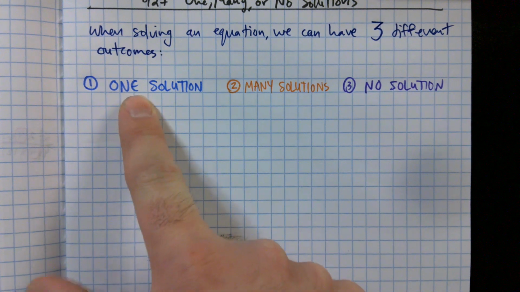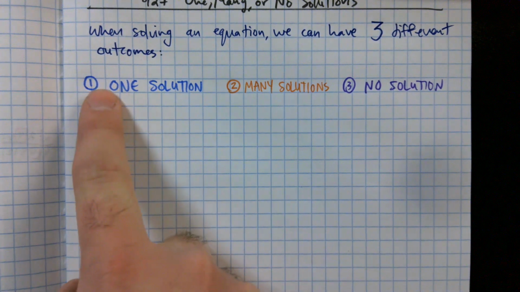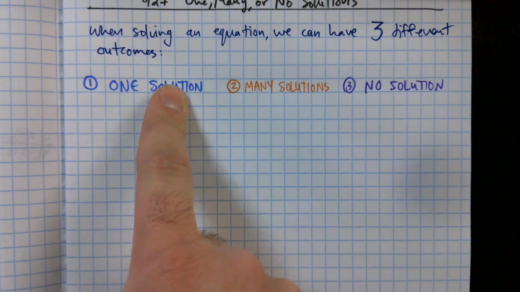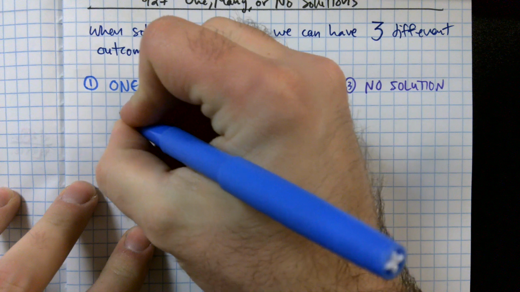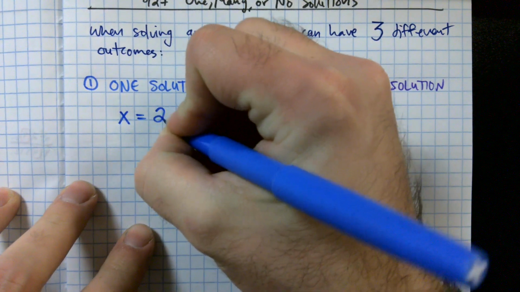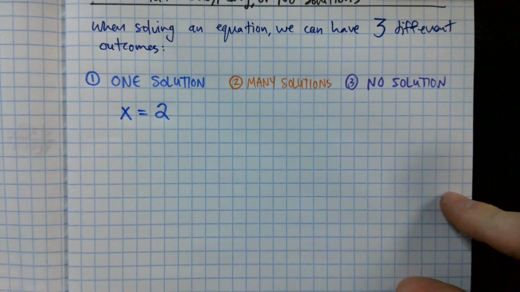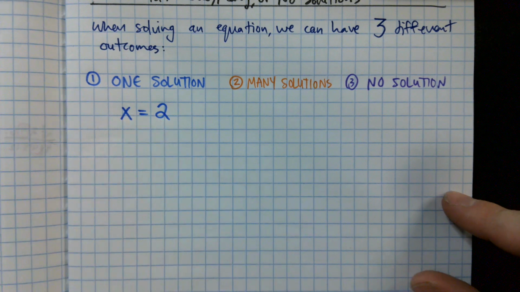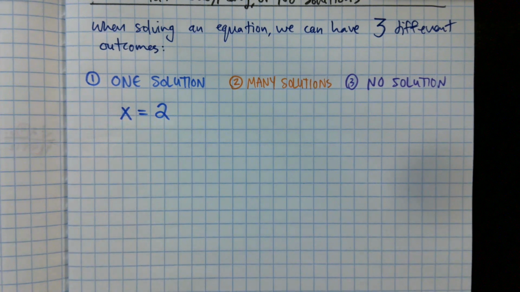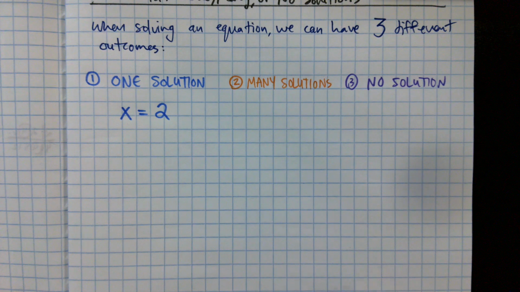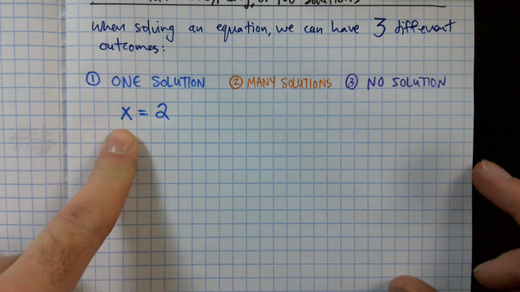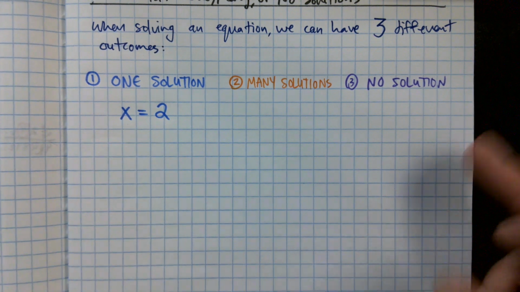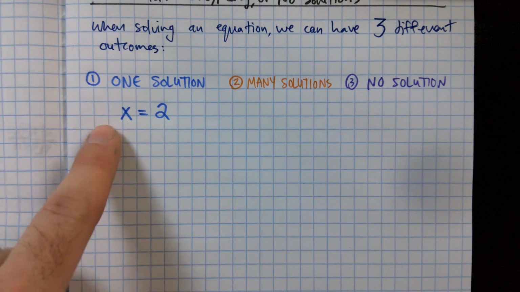Everybody say one solution. One solution. So far, every problem we've done has had one solution. How do I know I have one solution? When I get something like x equals 2. Letter equals number. One solution. The only number that fits into this equation is 2, right? And every answer we've come up with so far is written just like this: b equals -4, c equals 2/7, letter equals number.